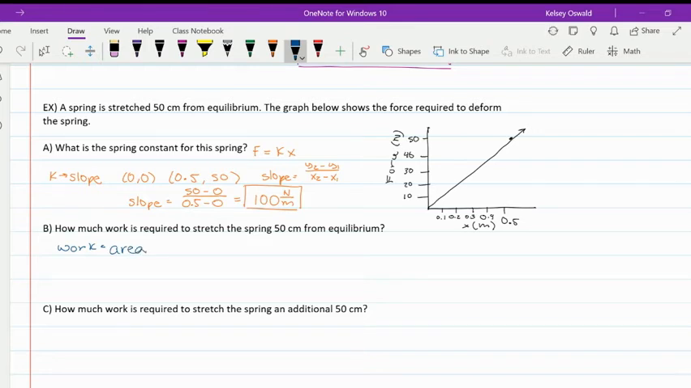Okay. But our work done in this graph, that's going to be equal to the area underneath the curve. Remember, the area, that's always from our curve to the x-axis. Okay? So here, if we look, we have this nice triangle. So remember, our area for a triangle, that would be 1/2 base times height. So here, we would do 1/2 times our base, or our x value of 0.5, times our height, or a y value of 50. And we would find that we had to do 12.5 joules of work in order to stretch the spring 50 centimeters from equilibrium.